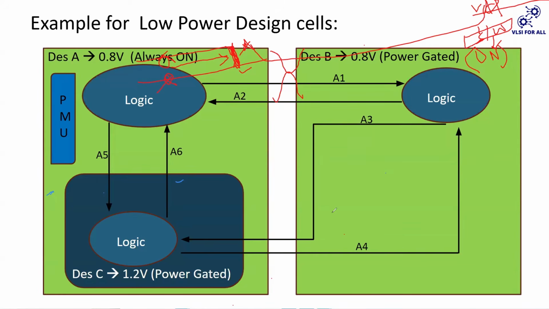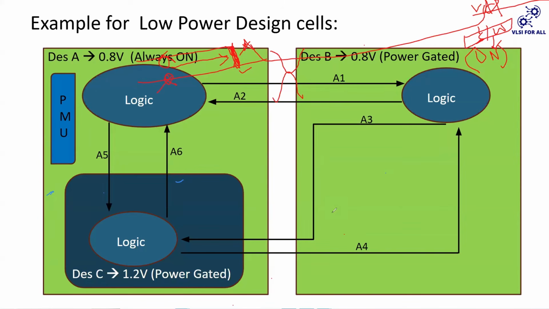In A3, we don't need isolation. You need isolation or level shifter? In A3 you only need the level shifter. Yes, ma'am. And which kind of level shifter? Low to high. You don't need an isolation cell, correct? Why? Because we are going from more on to less on, and there is no requirement. Whenever we are going from less on to more on, you require an isolation cell. Now think of A4.